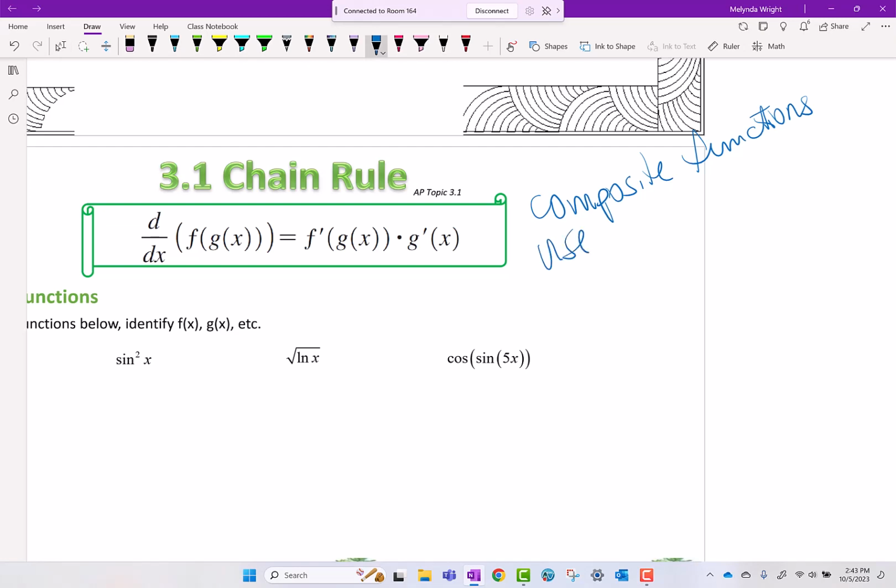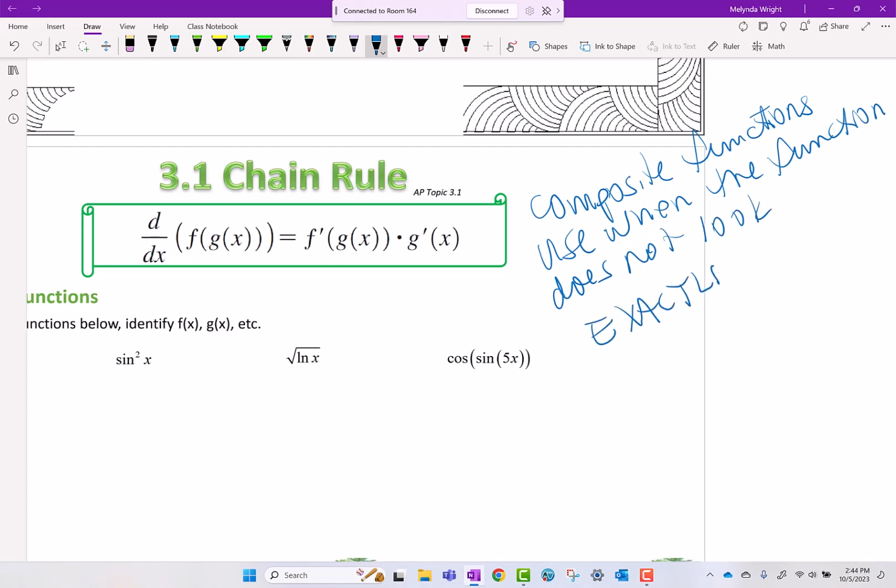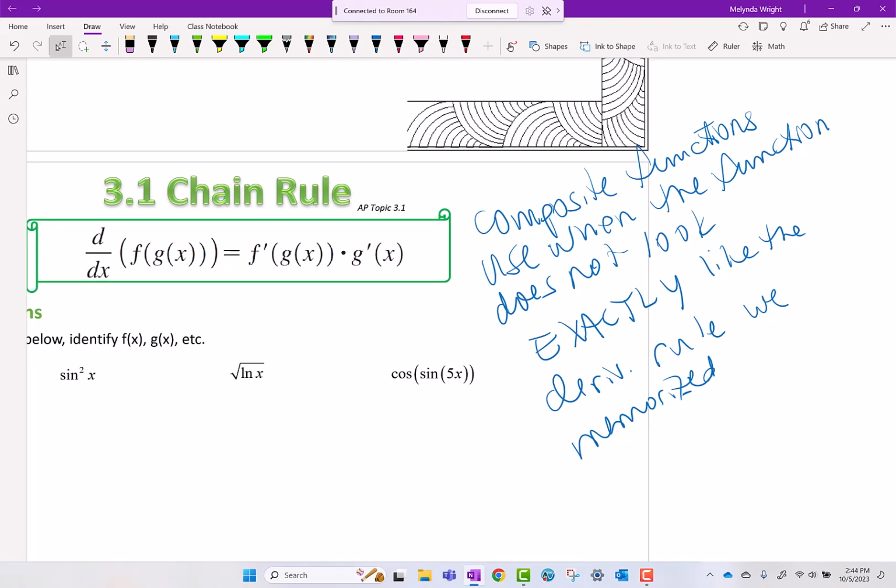So we use it when the function does not look exactly like the derivative we memorized. We'll just call it the derivative rule we memorized. So we pretty much use it all the time. That's just something to keep in mind.